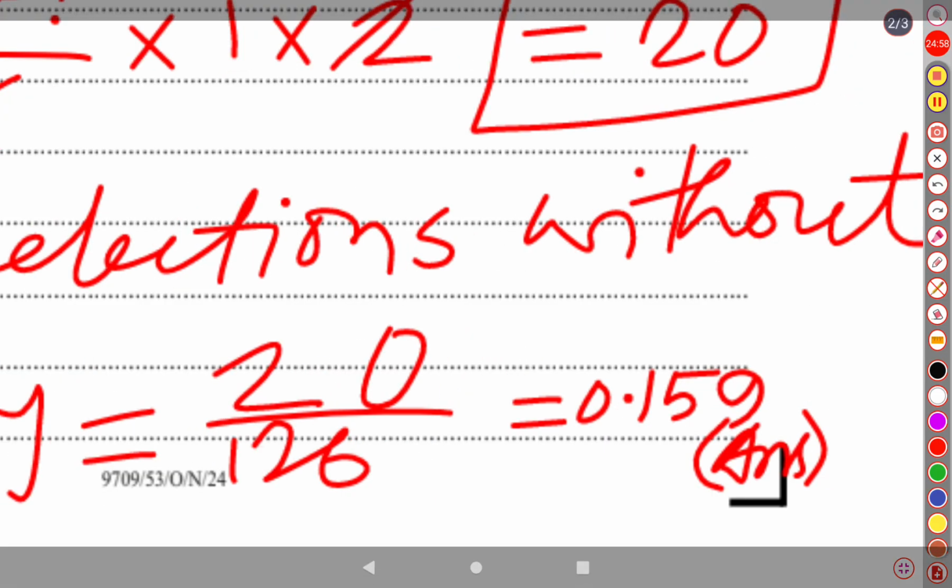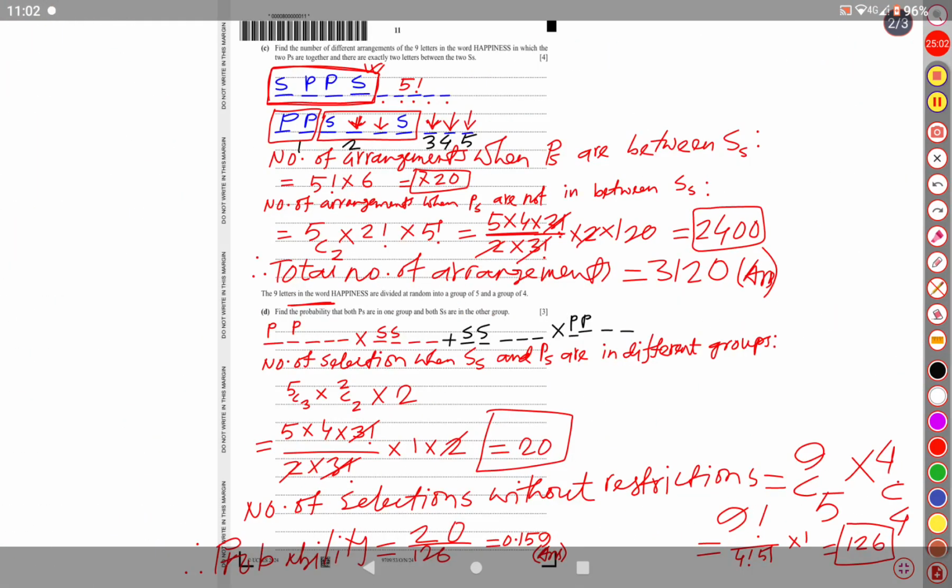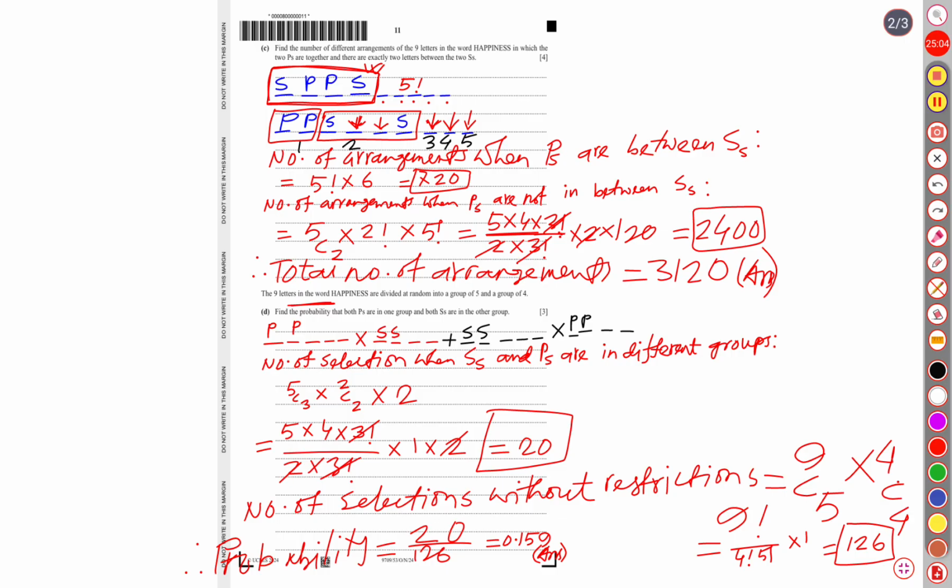So that's all about the solution to three parts of the four parts of this question. These are the final two parts, which are very simple and easy. They told us to find the probability of the groups in which in one group there will be two P's and in the other group there will be two S's. And very simply we have solved it. And then for finding probability, we just divided the selections with restriction by the selections without any restriction, that means the total number of selections. Then we got the probability.